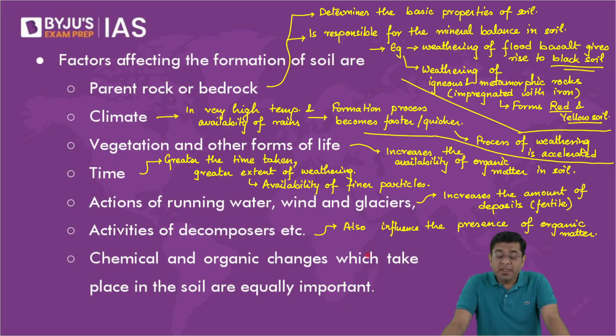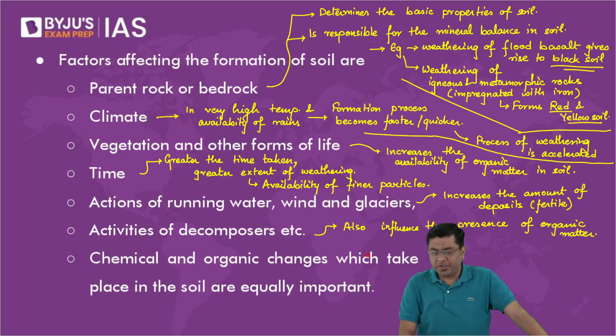Now, other than this, you also have a variety of chemical and organic changes which take place in a particular area, which will alter the soil property and the rate of degradation in certain areas. All these various different processes end up influencing the formation of soil as such.